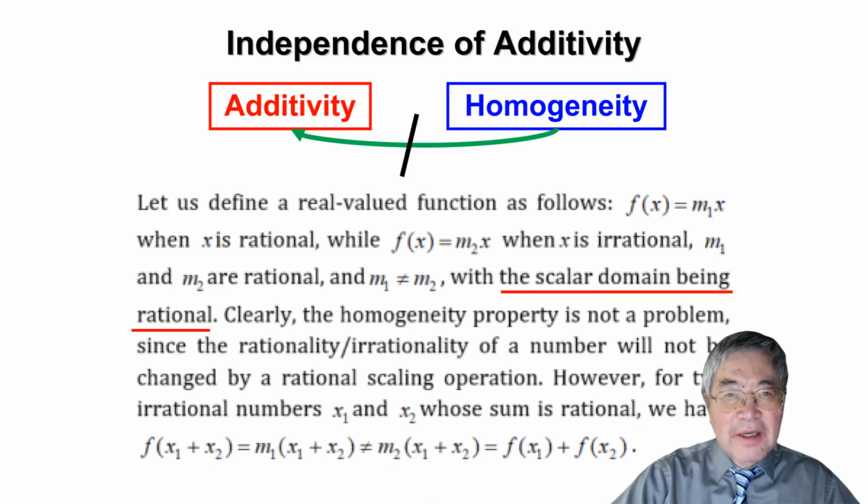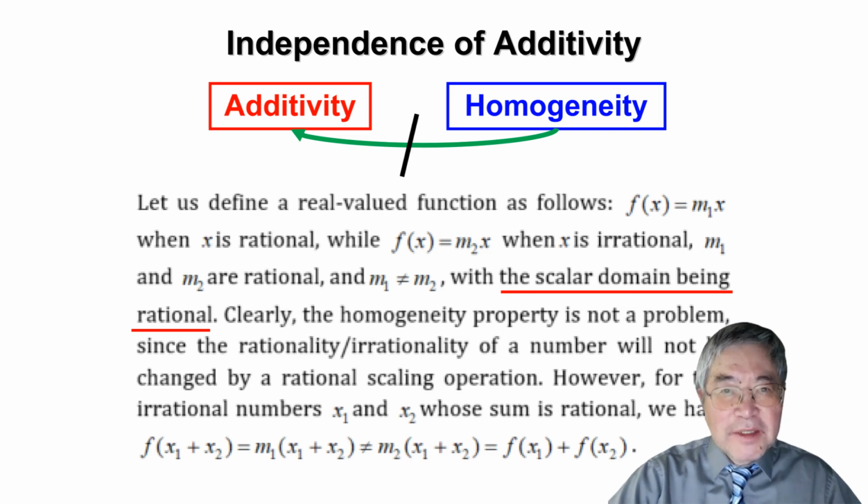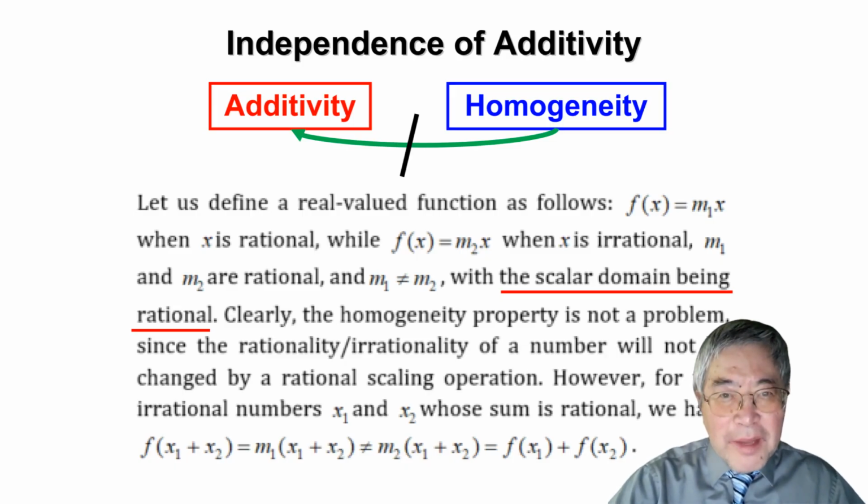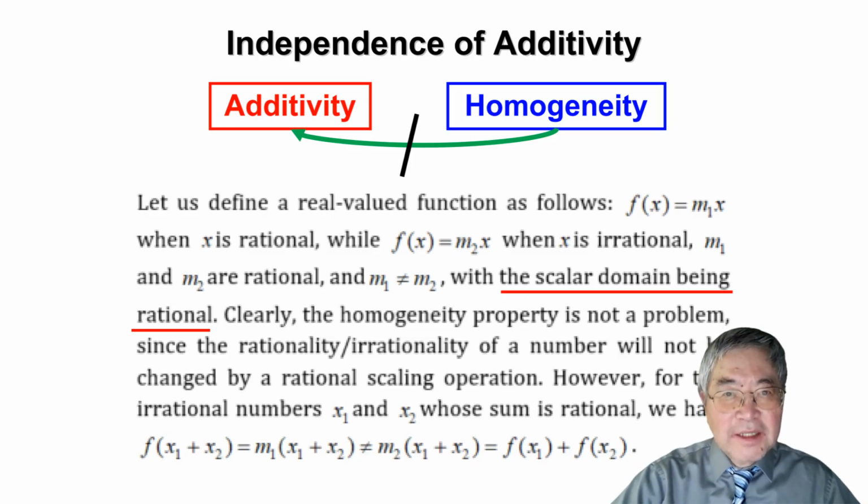Specifically, we have f of x1 plus x2 equals m1 times the sum x1 plus x2, but f of x1 plus f of x2 equals m2 times x1 plus m2 times x2. And since m1 is not equal to m2, these two expressions are not equal. This example demonstrates clearly that homogeneity doesn't guarantee additivity. Both properties are essential and independent when defining a linear system in a general case. That is, both the properties are indeed needed.